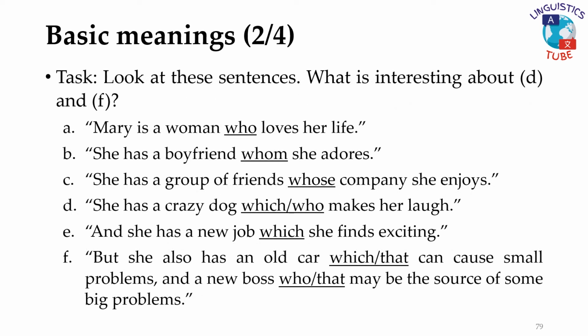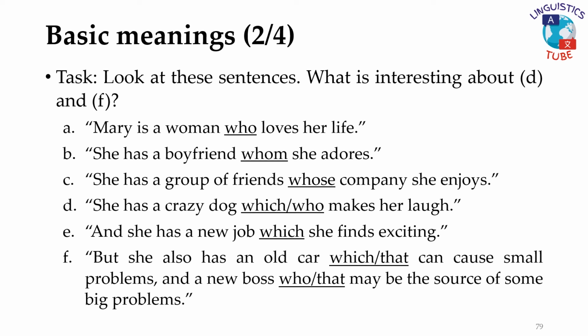Let's begin with a question. Look at these 6 sentences. 4 of them are typical and unremarkable, but pay attention to D and F. Mary is a woman who loves her life. She has a boyfriend whom she adores. She has a group of friends whose company she enjoys.